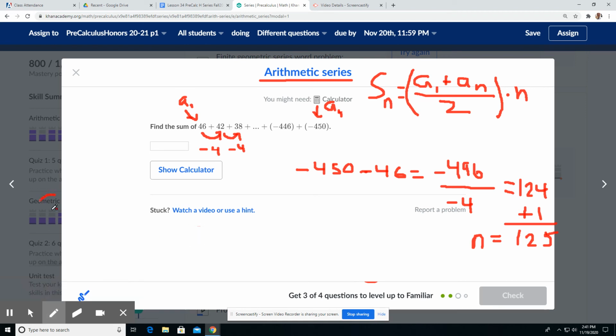All right, so plugging everything in, we're looking at S of 125, the first 125 terms, where our first term is 46, plus our last term is -450, divided by 2. All of that times 125. All right, 46 minus 450 is -404, divided by 2, -202 times 125.